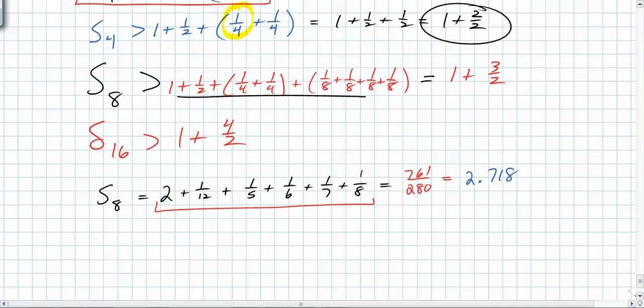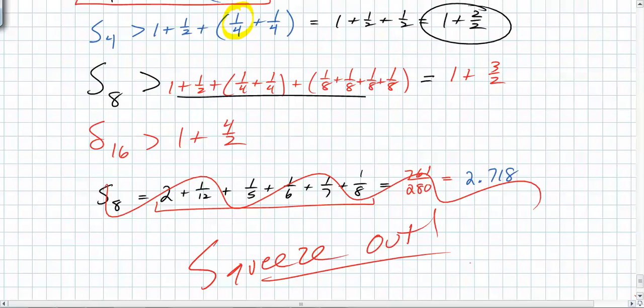That's really cool. It's a squeeze theorem. I like that. That's really good. I like that.